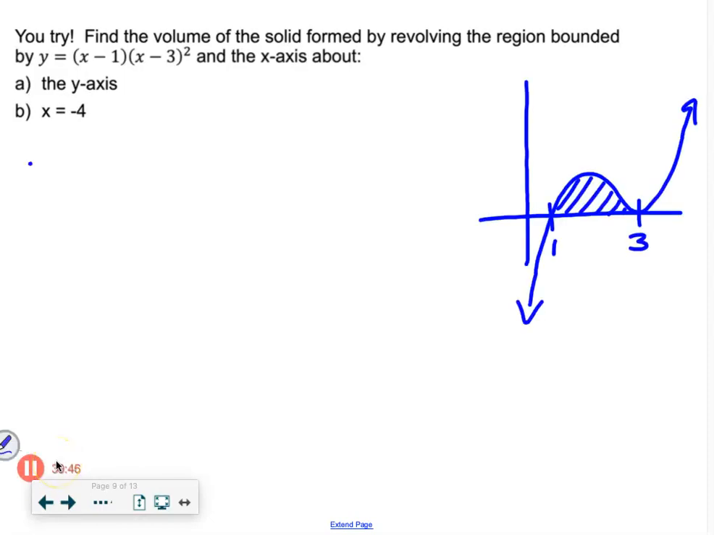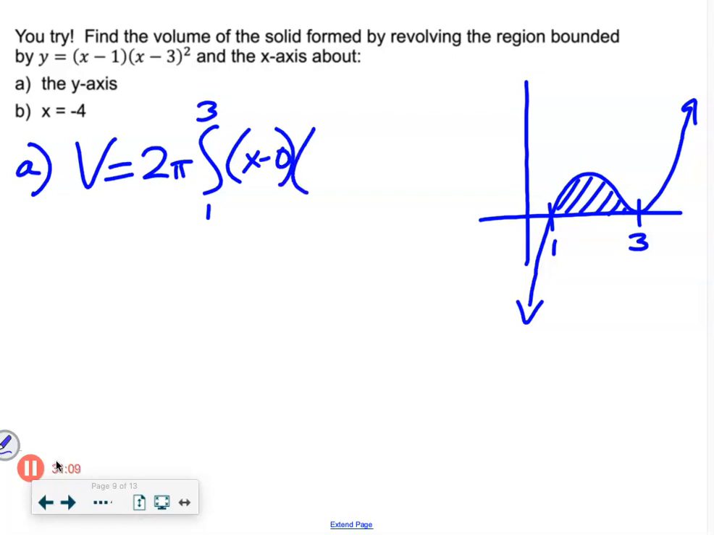So for the first one, when we're going about the y-axis, remember for all these you have a 2 pi. I already drew the region here, so we're going from 1 to 3. So if we're going about the y-axis, what's the radius? X minus 0 or just x. Yep. Height, top minus bottom of your boundaries, so the height would be the function. So x minus 1 times x minus 3 squared, and then the whole thing's a dx.